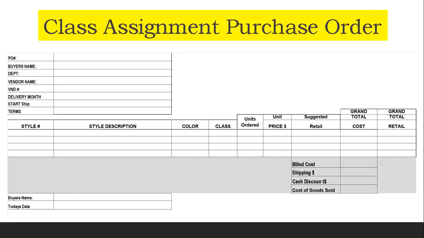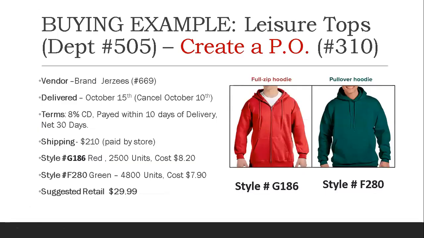And I'm going to go step by step in showing you how to create and fill out this purchase order. So let's take a look at this for our example. So let's just say, guys, we have an order of hoodies that we want to purchase for our store or website. All right, so the essential information is here. The vendor is called Brand Jerseys, right? And the vendor number is 669.